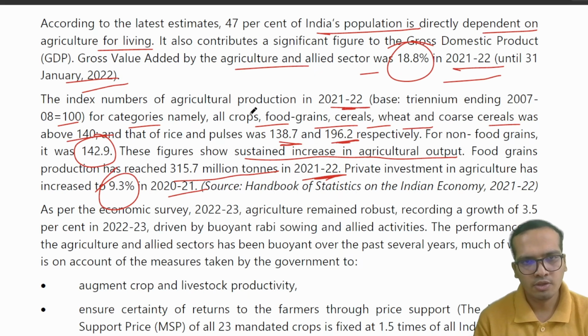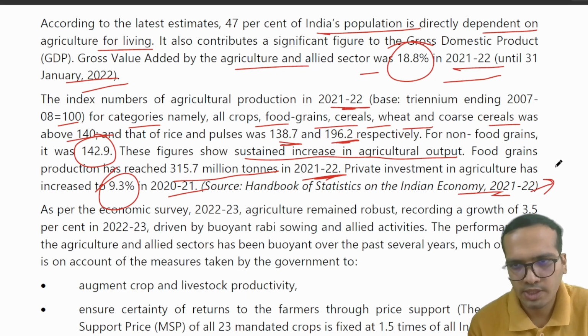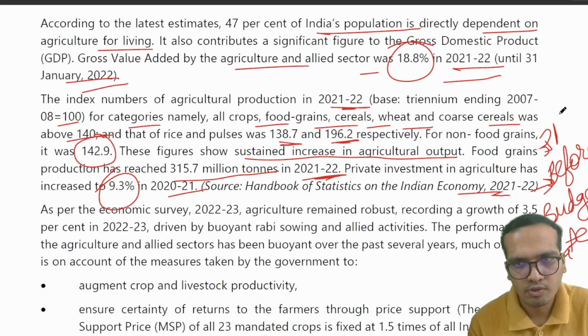This data is from the Handbook of Statistics on the Indian Economy 2022. You can refer to the latest one that was published before the budget date. The Handbook is published every year before the budget date, that is 31st Jan. You can refer to that. 31st Jan every year.